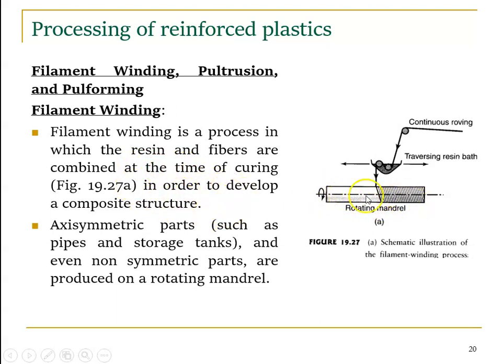We have a rotating mandrel and we apply the internal material, and we increase the temperature, so the entire input material is rolled. This is filament winding. Axisymmetric parts such as pipes and storage tanks, or even non-symmetrical parts, are produced by the rotating mandrel.